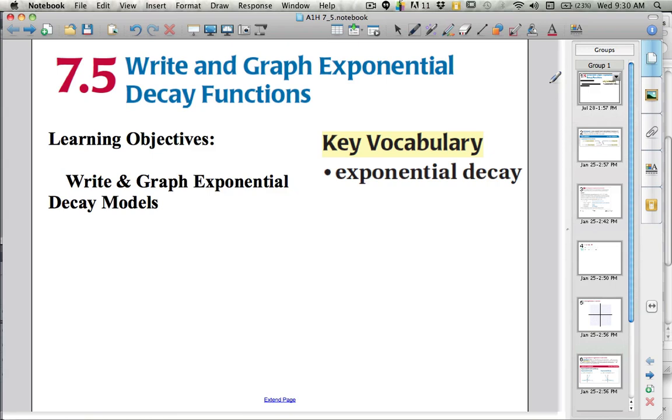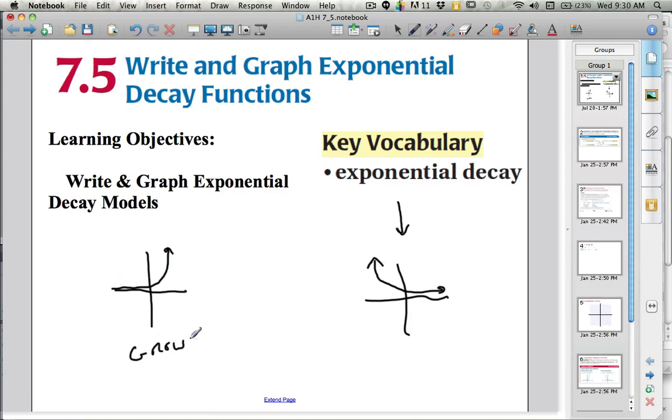In section 7.5, we're going to continue to work with exponential functions, but now we're going to work on exponential decay functions. So if you remember, we worked with growth models which come in horizontal and turn vertical. A decay model does the opposite. It comes in vertical and goes out horizontal. So one is showing exponential growth, or increasing values, and this is showing decay, right?